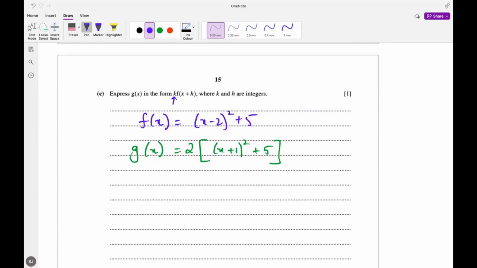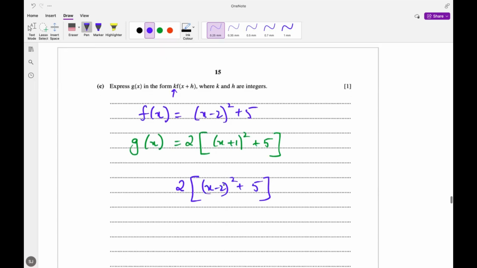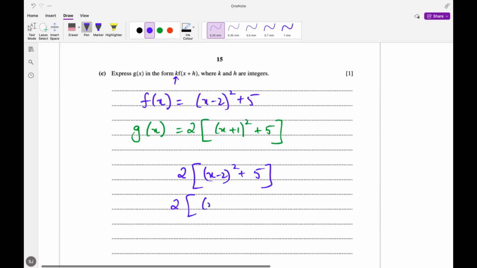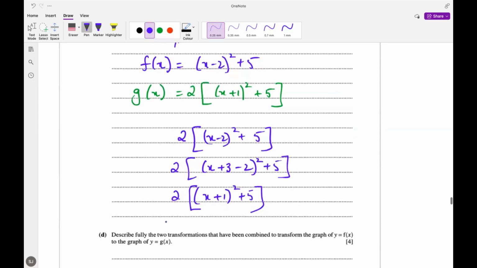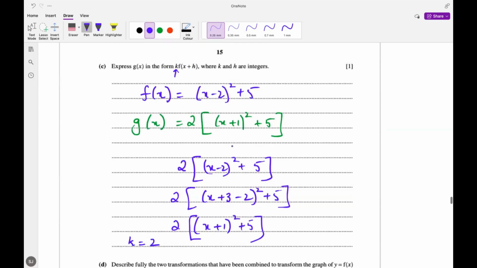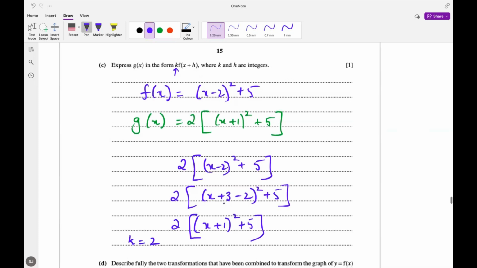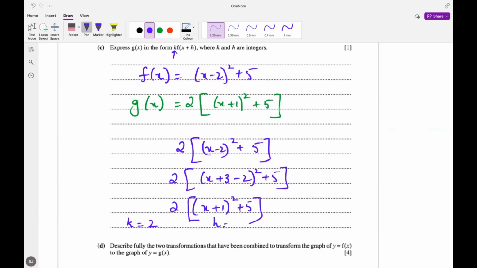So in the first step, we can multiply this whole function by 2. So we can write this as 2 into x minus 2 whole squared plus 5. Now the difference between g of x and this function is that there's a plus 1 up here. And as we have to add a value up here, to make minus 2 into plus 1, we'll have to add a 3. So this means we'll write this as x plus 3 minus 2 whole squared plus 5. So this will become 2 into x plus 1 whole squared plus 5, which was the expression for g of x. So we can say that in this case, the value of k will be equal to 2. And as we added 3 to x, it means that the value of h will be equal to 3.